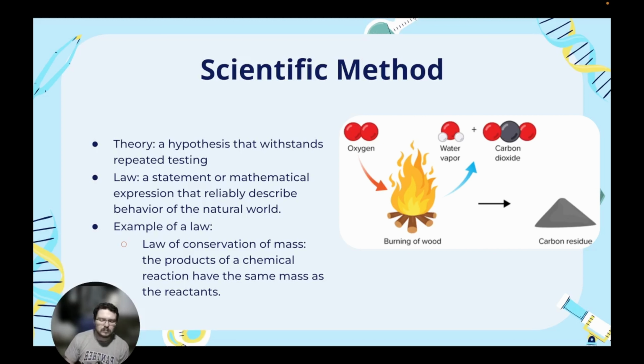Okay, a law is even stronger than a theory. So a theory is like, I formed a hypothesis, I have tested it hundreds if not thousands of times, and 99.99% of the time it is correct. Whereas a law is a statement that is reliable in describing the natural world. Just period, flat out, it always will be true. Okay, that's how we need to think of it. A law is always true.